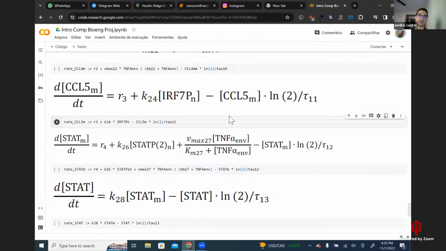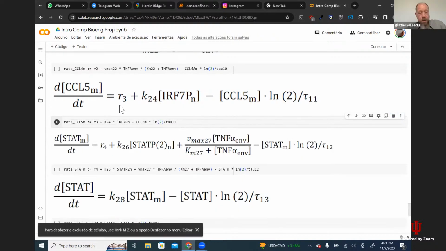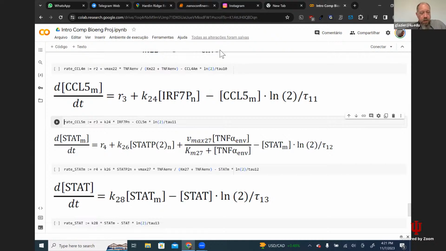I would have to reconstruct all the network from the ODEs before implementing on Tellurium. Well, or I do this, or you just write CCL5M arrow CCL5M semicolon and then the rate, right? It's equivalent to it.